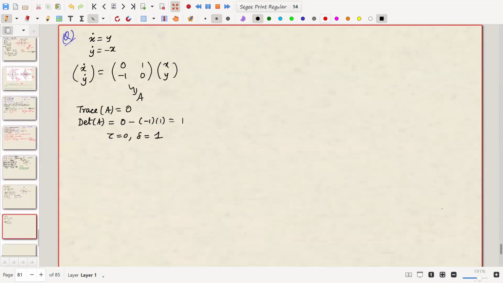So without that, you just came to know that 0, 0 is a center. The equilibrium point is a center. Okay, how will it look in phase space? Can anyone give me an idea?